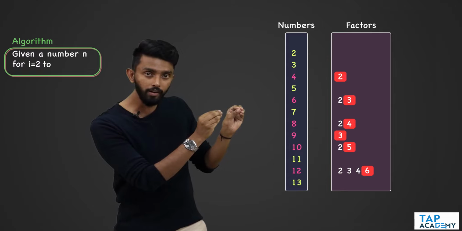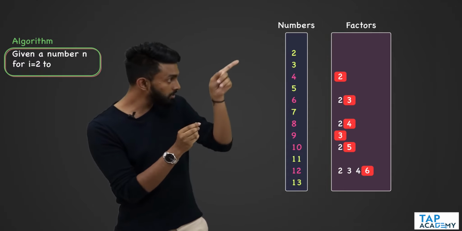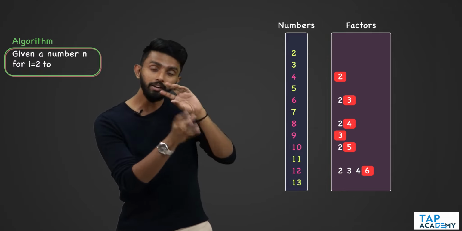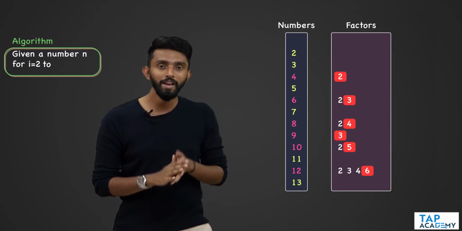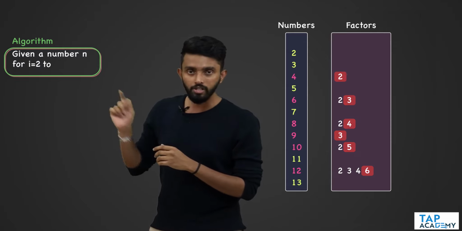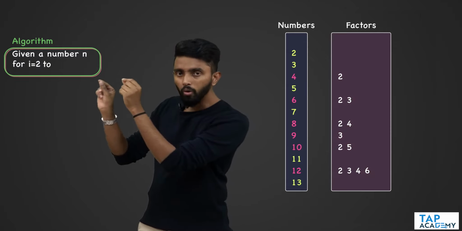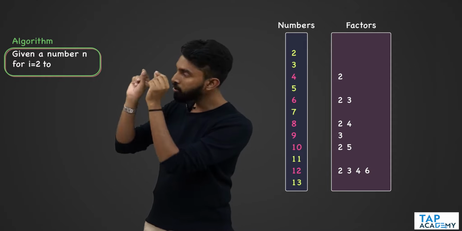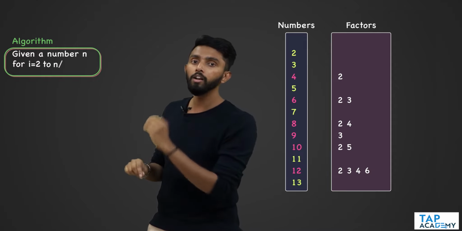Are you noticing that? Look at all the non-prime numbers. Look at their last factor. It is the number divided by 2. I'm just highlighting those numbers for you. See, it is the number divided by 2. Which means, wouldn't you agree that I can start from 2 and I don't have to go to the number itself. I can stop at n divided by 2.